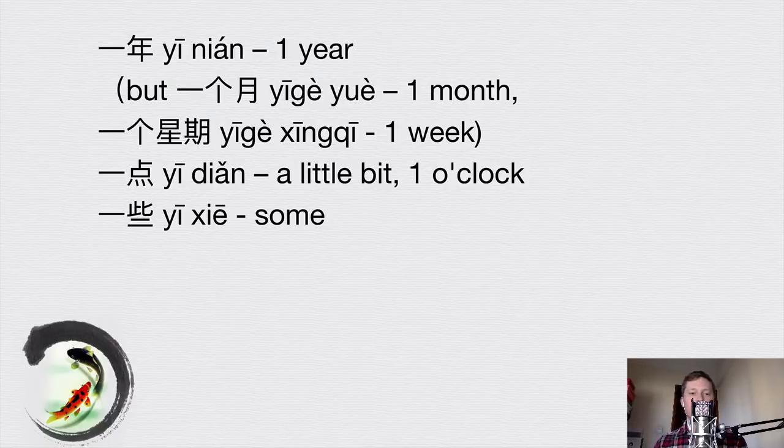However, if you want to say 一点, a little bit, or this can also mean 1 o'clock, but normally it will mean a little bit. In this situation, the little bit 点 is a measure on its own, so you don't need another measure word with that. Also, 一些 means some, so you don't need another measure word there. You can just say some and then the object in all of these cases.